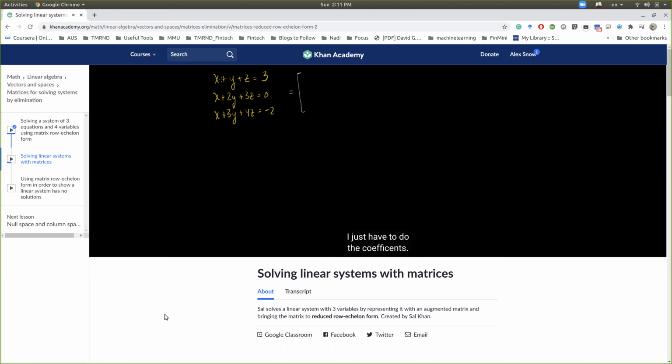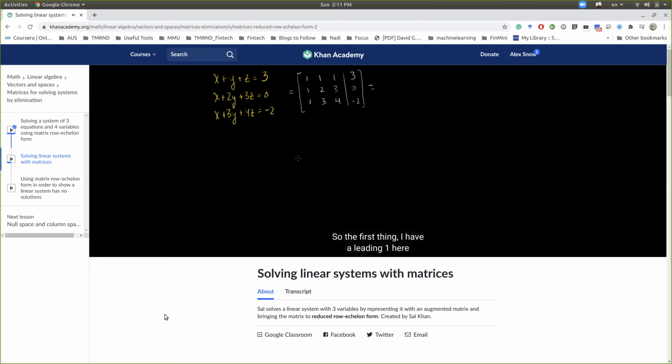So the coefficients of the x terms are just 1, 1, 1. Coefficients of the y terms are 1, 2, and 3. Coefficients of the z terms are 1, 3, and 4. And let me show that it's augmented. And then they equal 3, 0, 3, 0, and minus 2. Now I want to get this augmented matrix into reduced row echelon form.